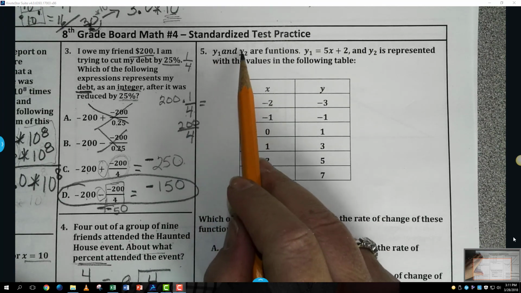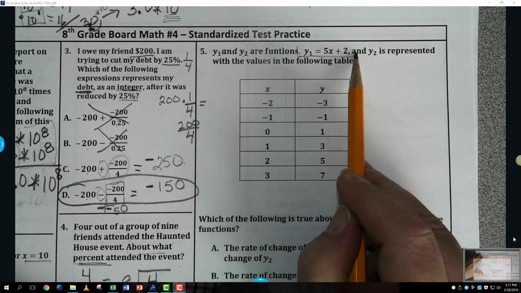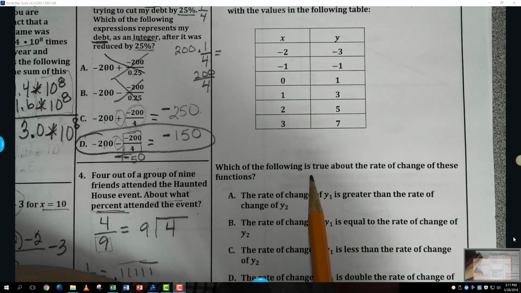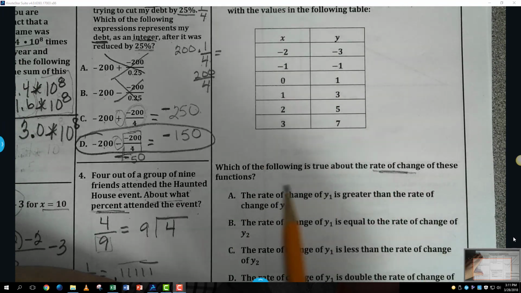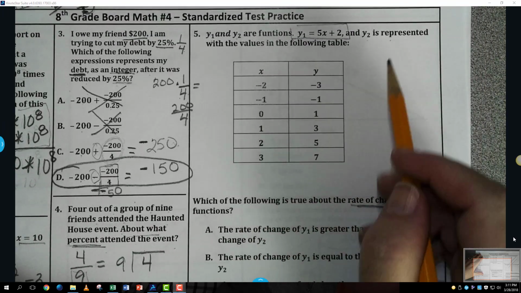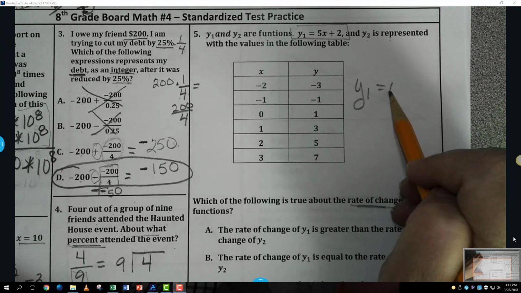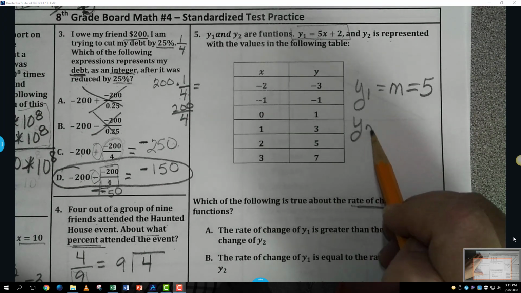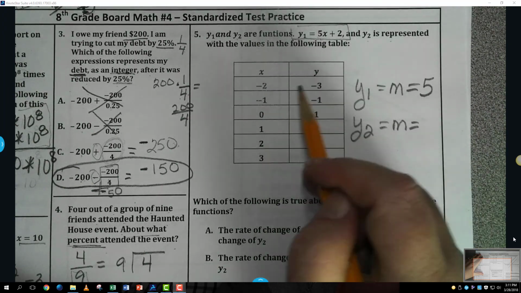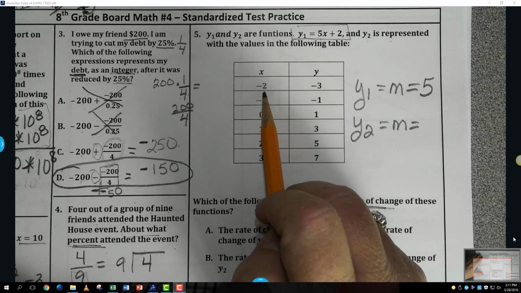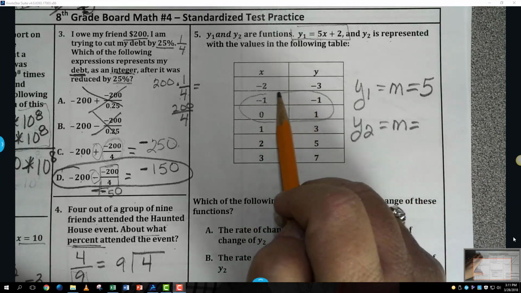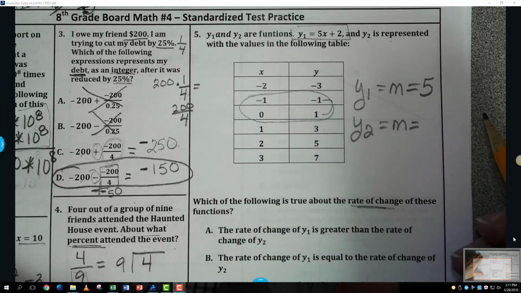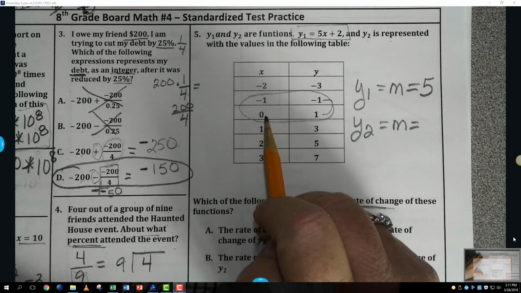For number 5, y1 and y2 are functions. y1 is this equation. y2 is represented with the table. Which of the following is true about the rate of change of these functions? So rate of change is the same as slope. In y1, m is equal to 5. In y2, m is equal to, well, I don't know. We've got to figure it out. So I'm going to use these because this is the one that has the 0. And it's always one of them minus the other. It doesn't matter the order as long as you're consistent.